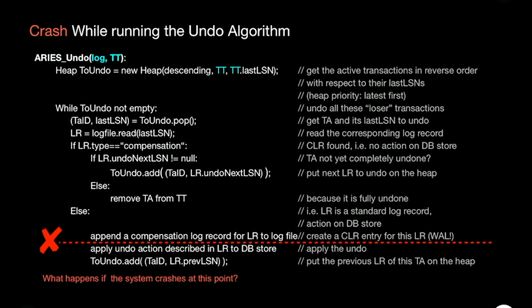What happens when you restart the system? I mean, it wasn't undone, so you have to undo it from the store. So do you write out another compensation log record? When do you apply the change? What happens?